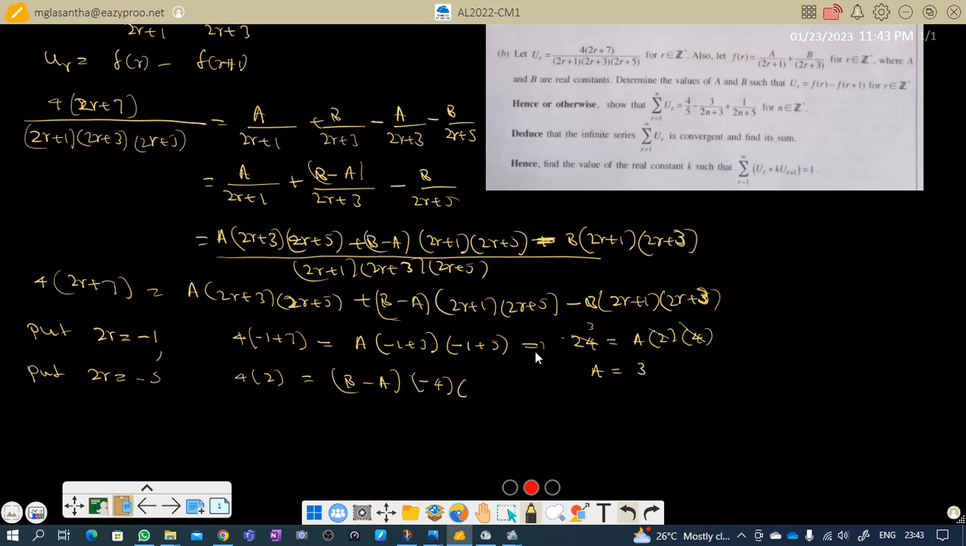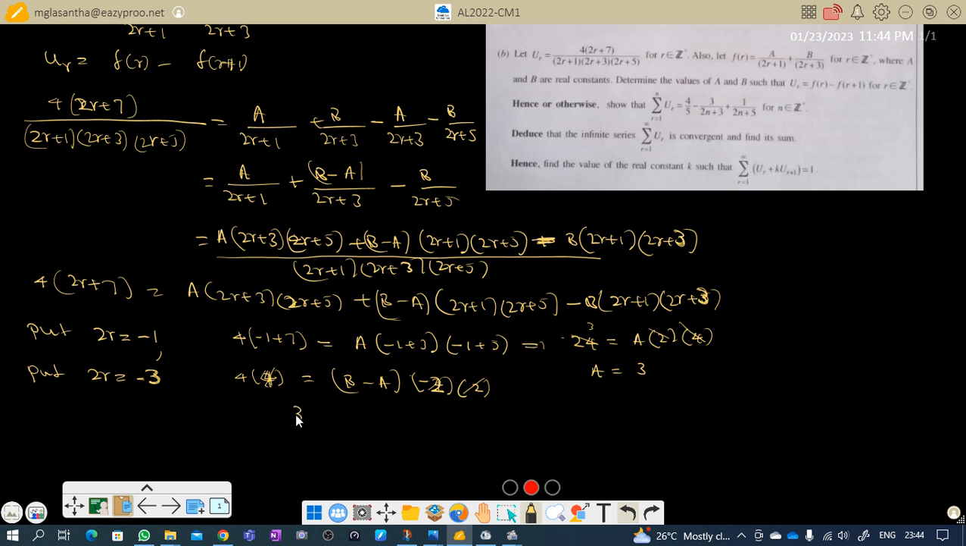Then if you put 2R equals minus 3, this becomes 0, this becomes 0. In the left hand side, if you put minus 3, this becomes 4, so 4 into 4 on this side. So B minus A times minus 3 plus 1 is minus 2, into minus 3 plus 5 is 2. Then one gets cancelled.